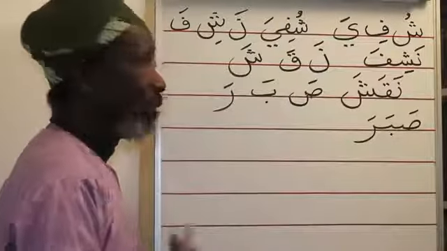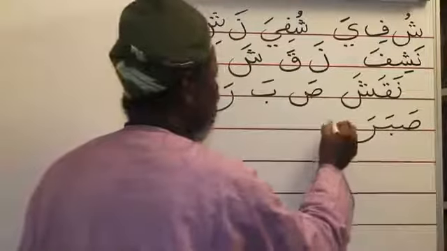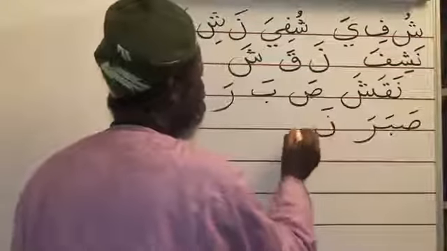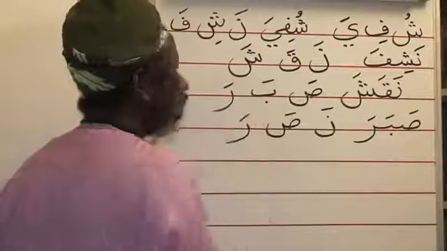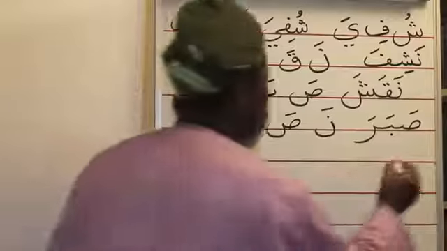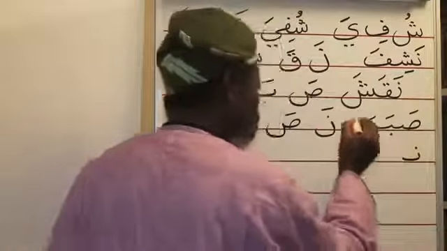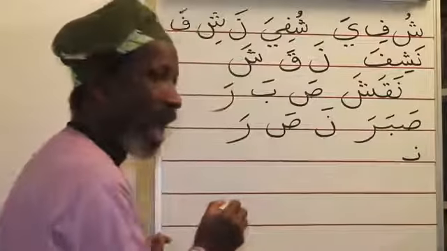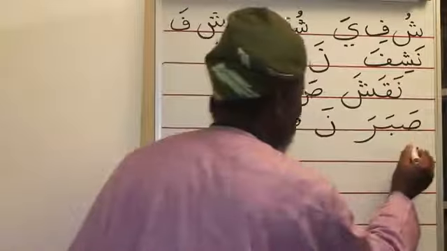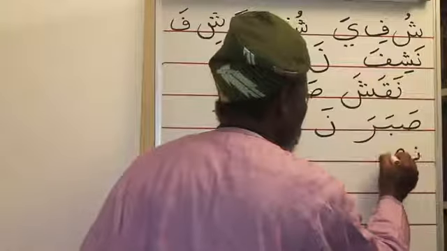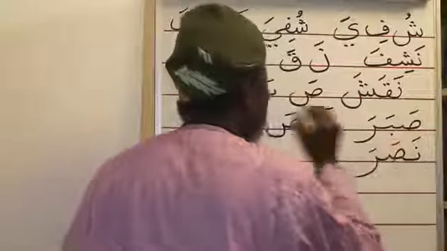Sod in the middle. Nasara. Na, sa, ra. Nasara. Joint form. Remember that you need to reposition your hand when writing sod in the joint form in the middle. So say na, sa, ra. Nasara.